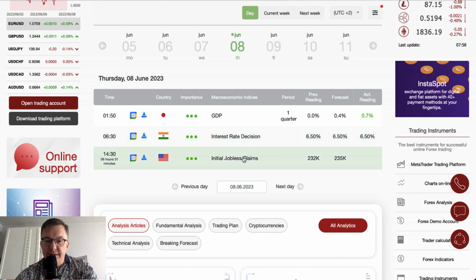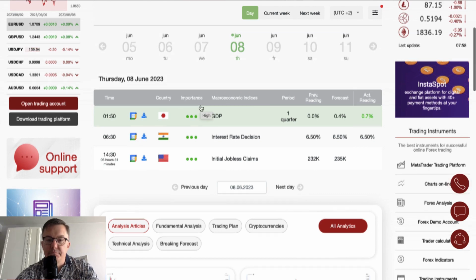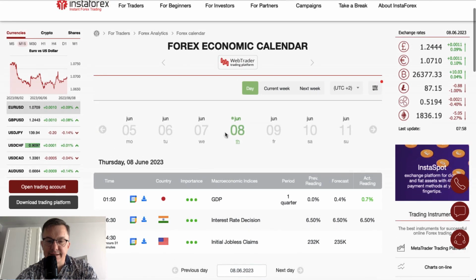Initial jobless claims are scheduled for release at 2:30. Those are very important data from the US, and the market participants expect a tiny jump to the upside from 232,000 to 235,000. So those are the most important data for Thursday. Most likely these data are market movers, so please stay focused and stay vigilant.